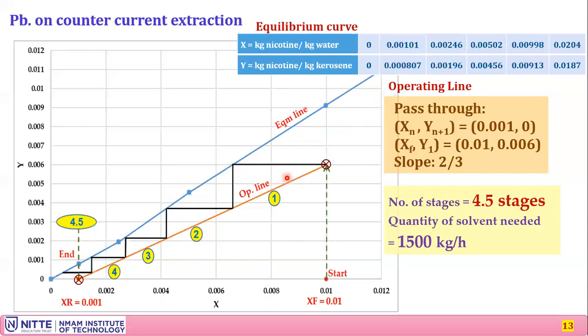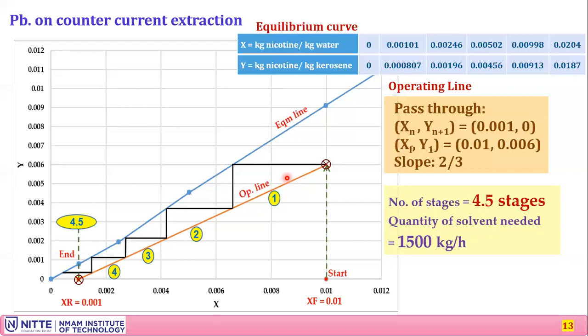Okay, analyzing it. The number of stages required in the counter current operation for the same case as we have done earlier is 4.5 stages. If you look at the solvent quantity required for a single stage, it was 11,250 kg per hour. For cross current operation, it was around 4,500 kg per hour. Now here it is 1,500 kg per hour, because we are feeding only once in the beginning to achieve the same concentration or percent recovery. But the number of stages here is 4.5. In the previous case it was 3. So the equipment increases, solvent quantity decreases. That's what you have to observe.